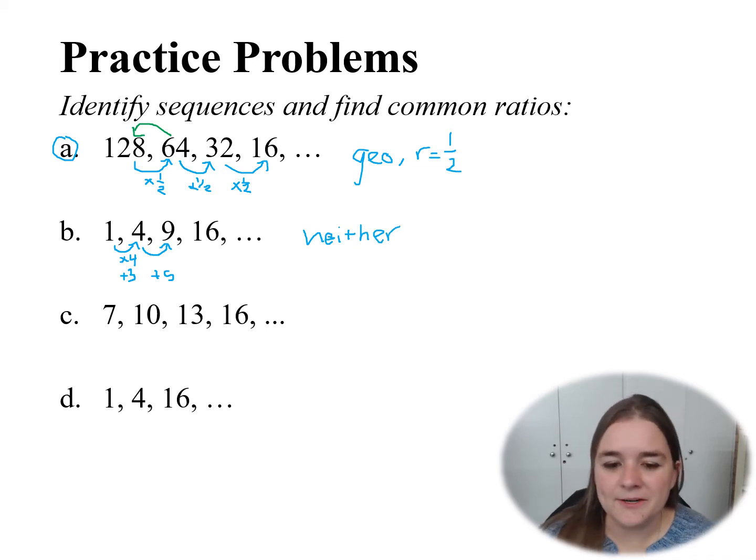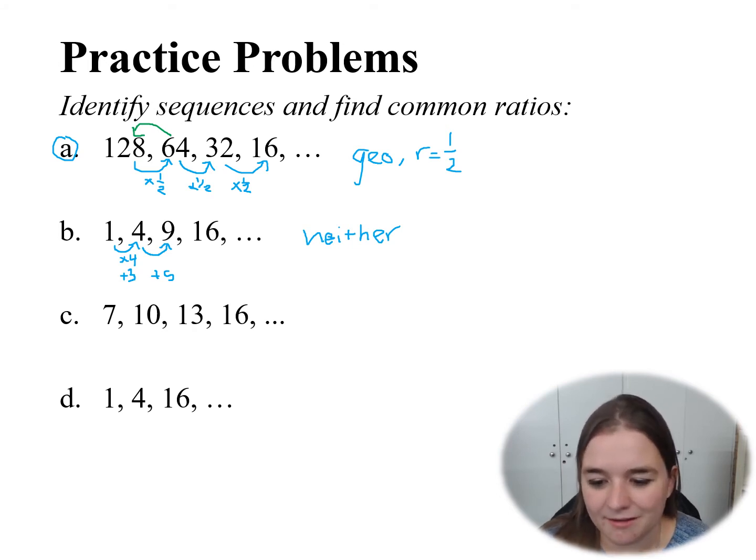But there is a pattern here. If I look at this string of numbers, there is a way that they are turning from one into the other. It's not arithmetic or geometric, but it is my squares. 1 squared is 1, 2 squared is 4, 3 squared is 9, 4 squared is 16. So there is a pattern, but it's not arithmetic or geometric.